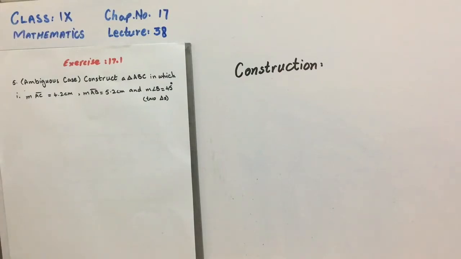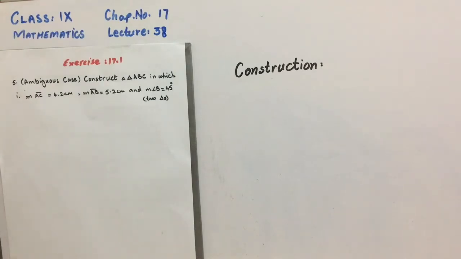Ninth class, question number 5 is about ambiguous cases. The ambiguous cases occur when two sides of a triangle and the angle opposite to one of these sides are given. In this respect, there are three cases of ambiguous triangles. I am doing part 1. You will do the next two parts yourself.